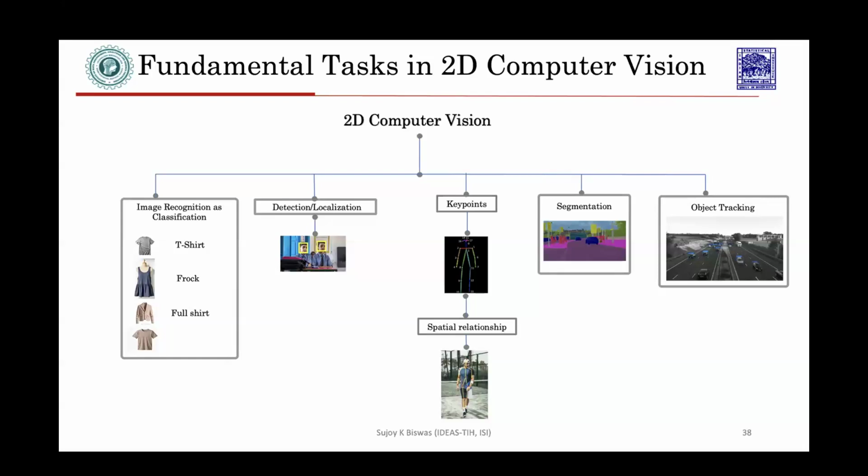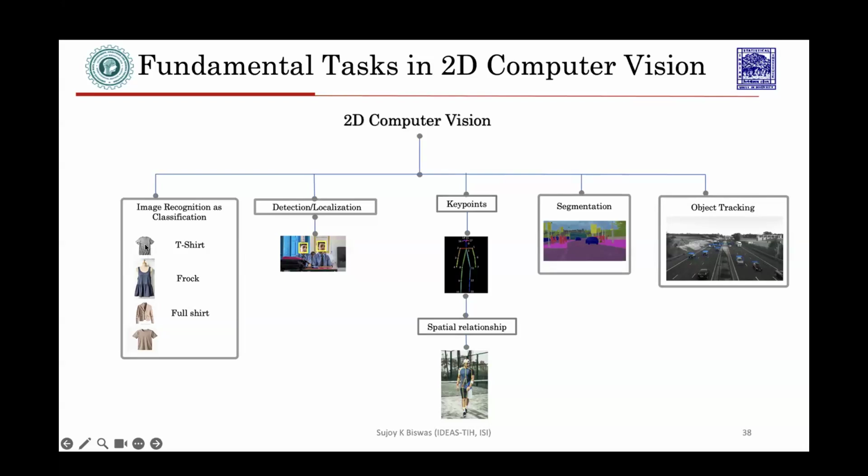For example, in an e-commerce application, we can have this kind of application where we classify this image. Look, each image here has a dominant object. Every image has a dominant object. For example, here, this image has two persons.